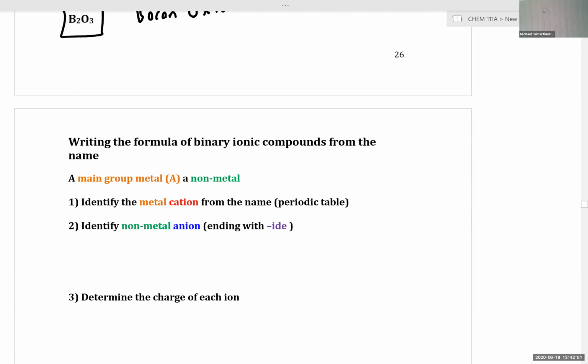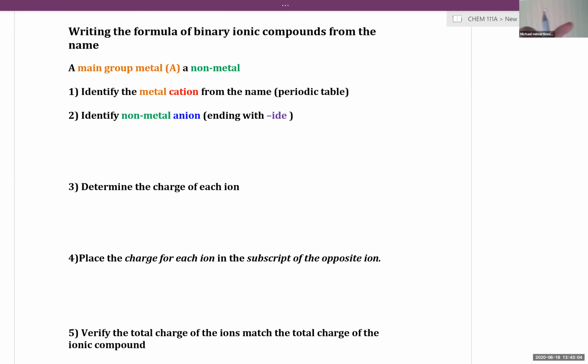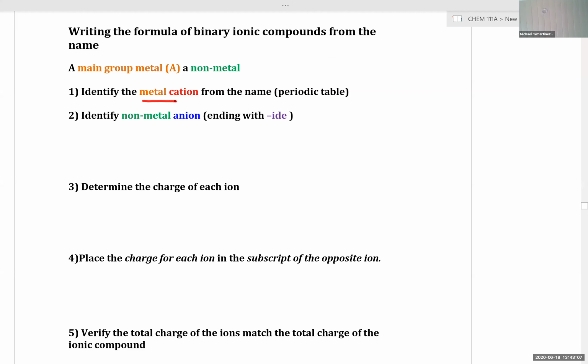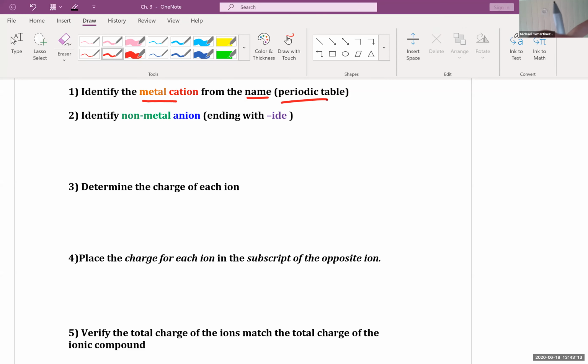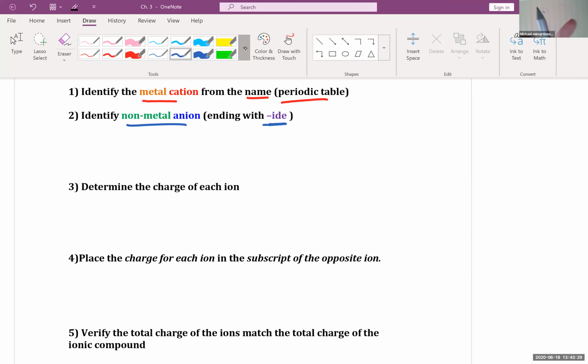So, if we wanted to write the formula of binary ionic compounds from the name, there are a few methods. So first things first, you're going to identify your metal cation from the name and using the periodic table. Then you're going to identify your non-metal anion by looking for the name that ends with IDE. For binary ionic compounds, you don't have to specify the number of each cation and anion. It is implied by the charge.